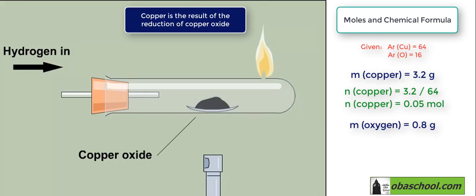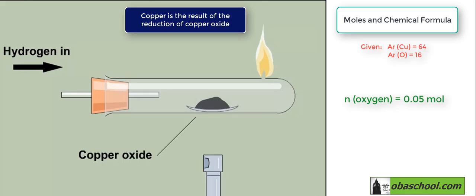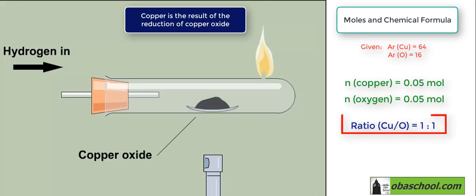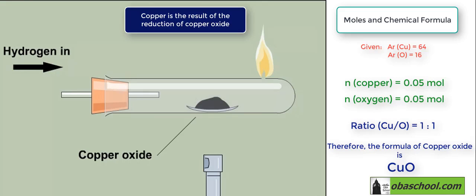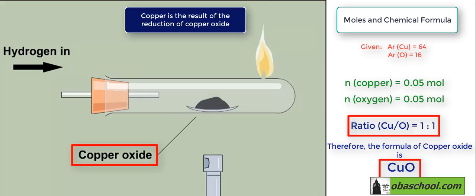The same thing goes for the number of moles of oxygen, where it is 0.8, the mass of oxygen, over 16, which is the relative formula mass of oxygen. This gives 0.05 moles. So as you see, the number of moles of copper is equal to the number of moles of oxygen in this case. So the ratio of copper to oxygen is 1:1. In other words, the formula is CuO. There is one copper atom and one oxygen atom in each copper oxide molecule.